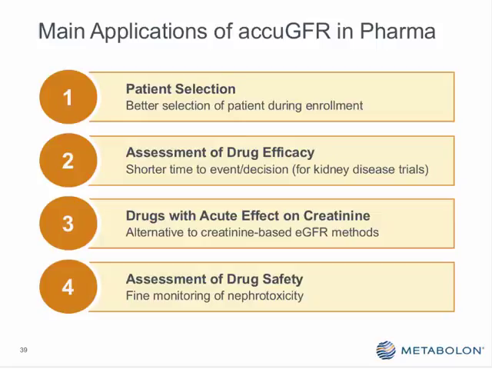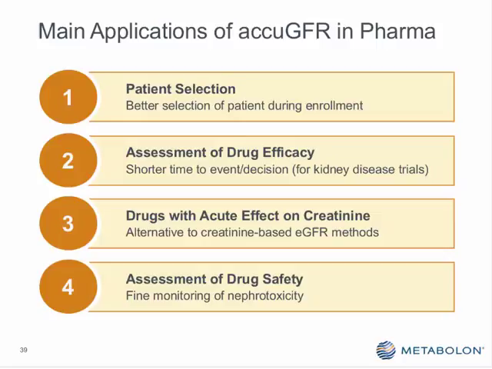The second is assessment of drug efficacy, so giving you a shorter time to an event or a decision, for example, in a kidney disease trial. So these trials obviously take a long time, cost a lot of money. If you can better select your patients and better give an assessment of drug efficacy with accuGFR versus a simple eGFR, then that would save you time and money.